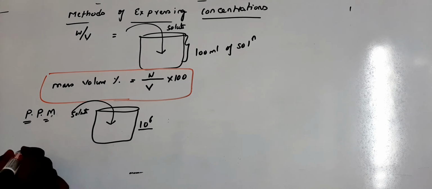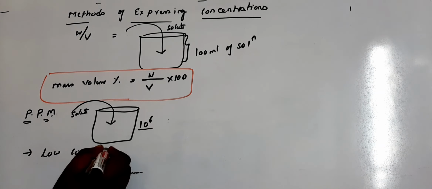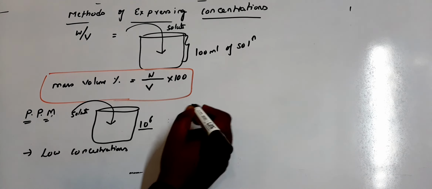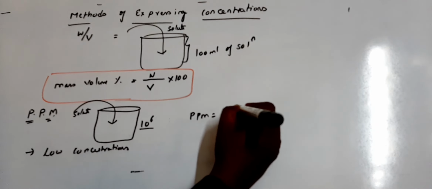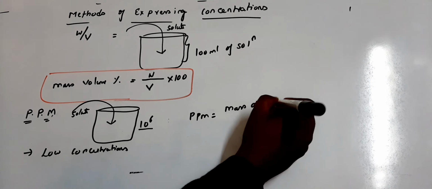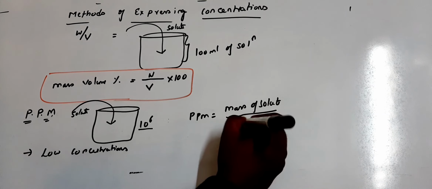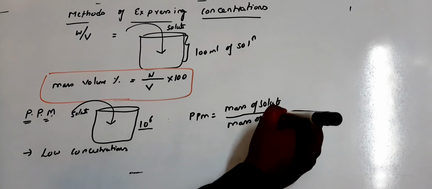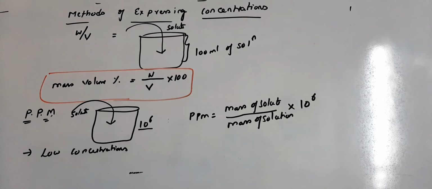It is used for low concentrations of solutions. Its formula: ppm is equal to mass of solute by mass of solution, that is, mass of solute in 10 to the power of 6. Okay, it is called ppm. It is also an important formula for competitive exams.